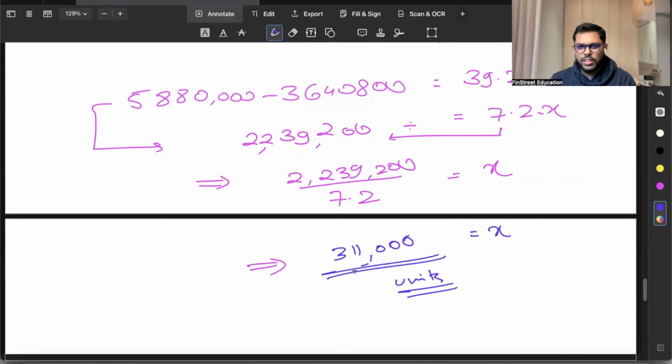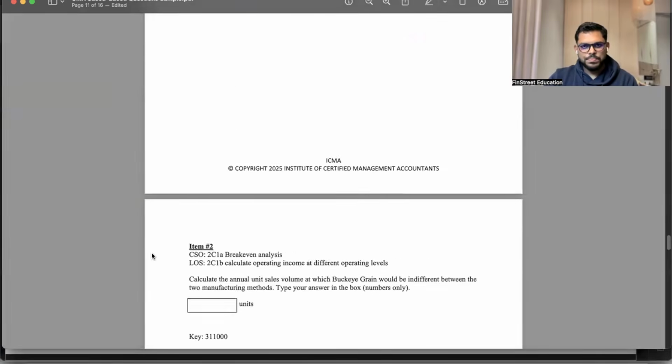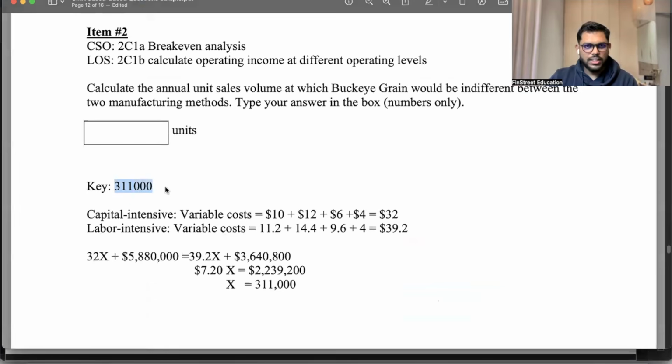And again, avoid using comma, given that IMA doesn't want comma to be used. Let's check our answer. There you go. The key is 311,000. 311,000.